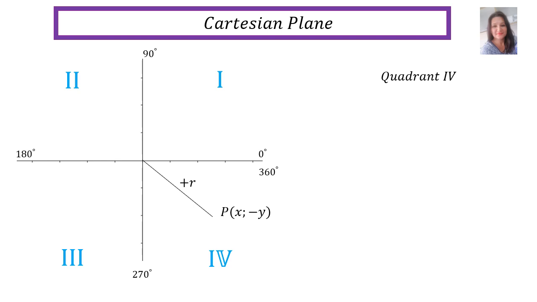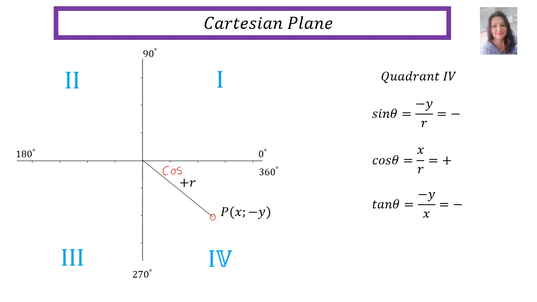Let's deal with the fourth quadrant. There's your terminal arm, and there's your point P with the coordinate x, negative y, and r is positive. Therefore, sin's ratio is minus y over r, which is negative. Sin in the fourth quadrant is negative. Cos's ratio is x over r, which is positive. Therefore, in the fourth quadrant, cos is positive. Tan's ratio is minus y over x, and that results in a negative. Therefore, tan is negative in the fourth quadrant.